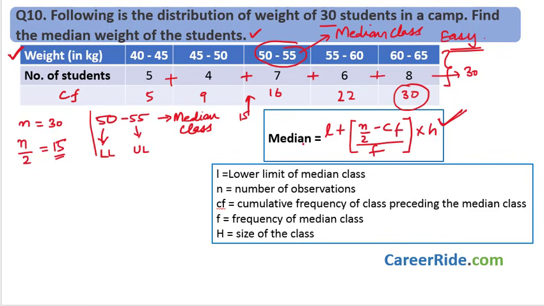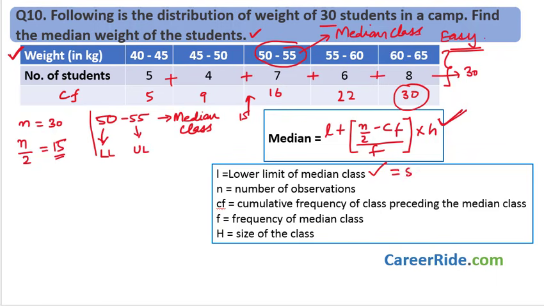The formula is, the median in this case is equal to L plus N by 2 minus cumulative frequency upon frequency into H. H is the size of the class. So let us see what each of these items means first. L is equal to the lower limit of the median class. We have already seen that it is 50 here.